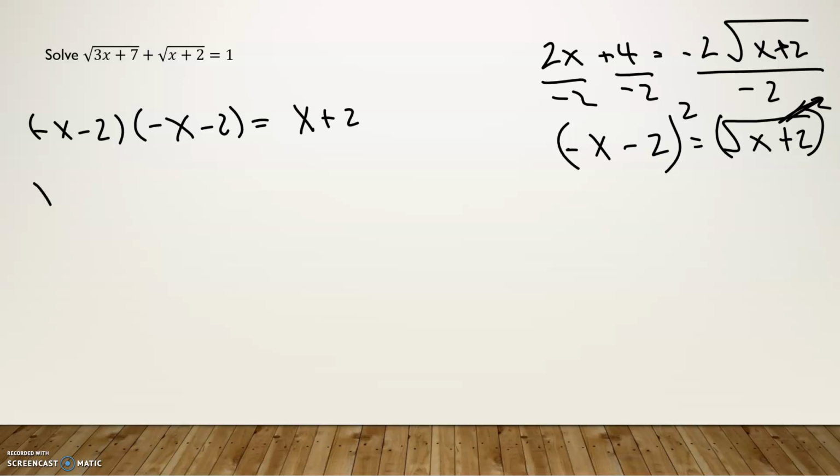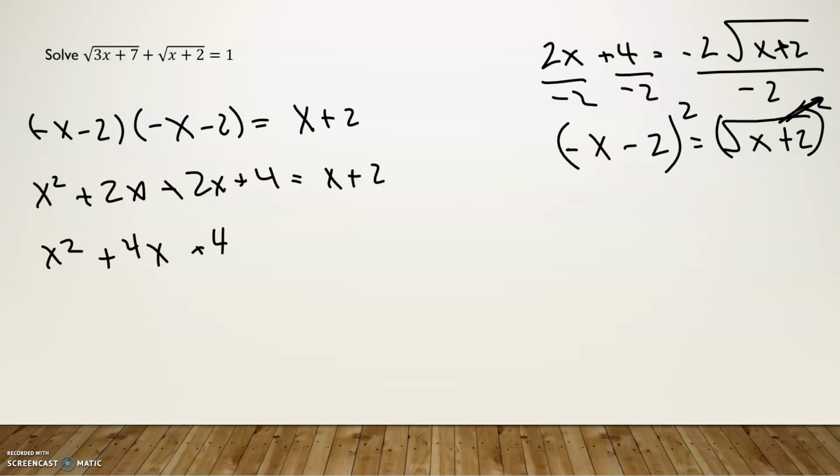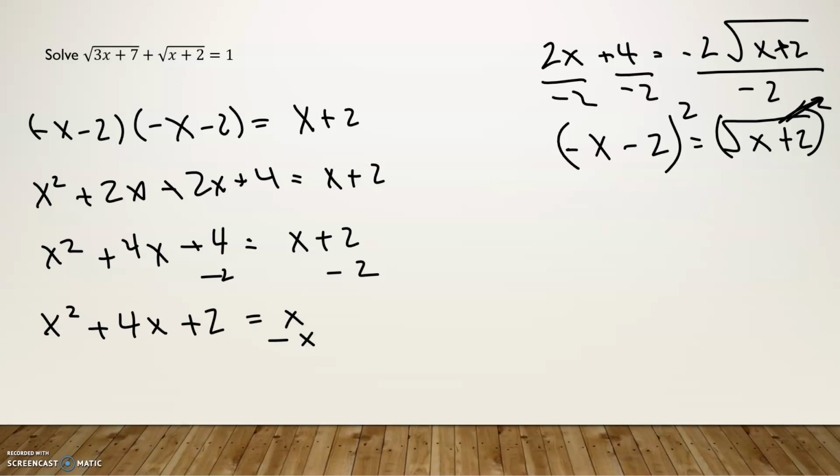Negative x times negative x will be x squared. X times negative 2 will be positive 2x, positive 2x plus 4, x plus 2. Okay. X squared plus 4x plus 4 is equal to x plus 2. I'm going to subtract 2 from both sides. So that's 2. Subtract x from both sides.